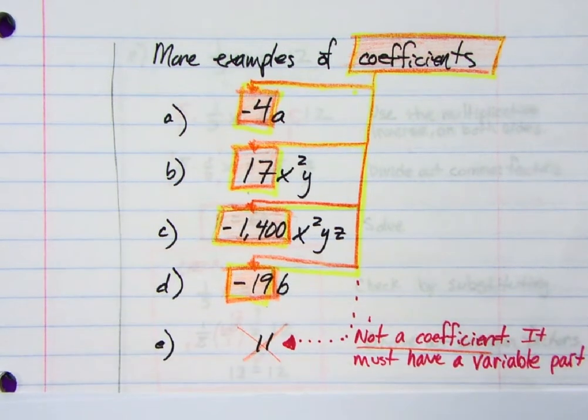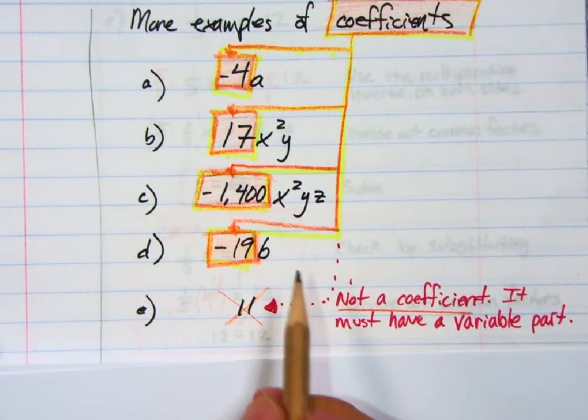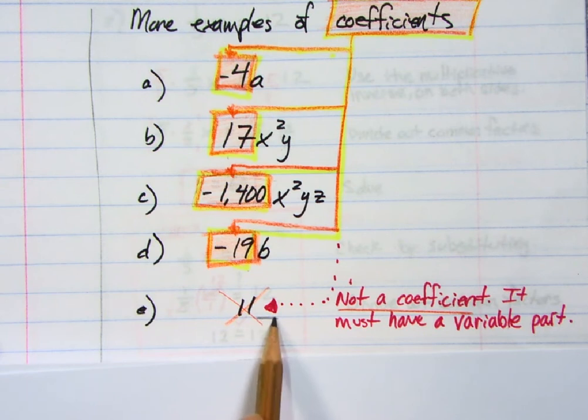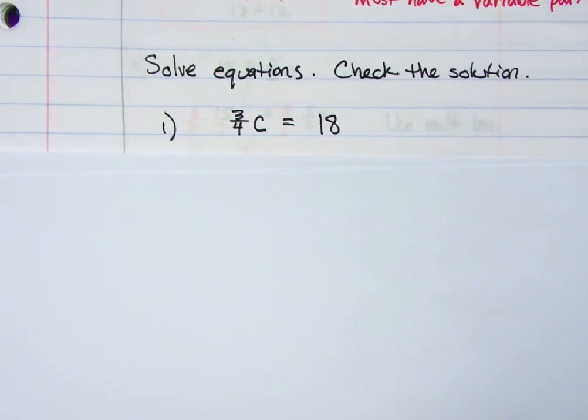Here's an example of not a coefficient. 11 by itself. Nope, not a coefficient because it doesn't have any variables. So therefore, this is not called a coefficient. Later you'll find out that's called a constant. So let's figure out how we use these words to solve equations.